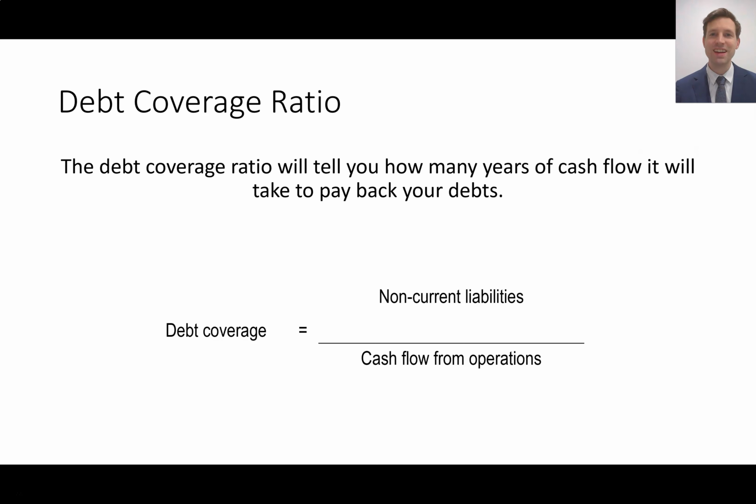And finally, the debt coverage ratio is non-current liabilities, our debt, divided by our cash flow from operations. And this will tell us how long it's going to take us back in current year cash flow to pay off our long-term debts. So when you divide this, the debt coverage will give you a number which is equal to the number of years you would expect to pay off your debt. A larger number indicates more debt and a riskier business position.